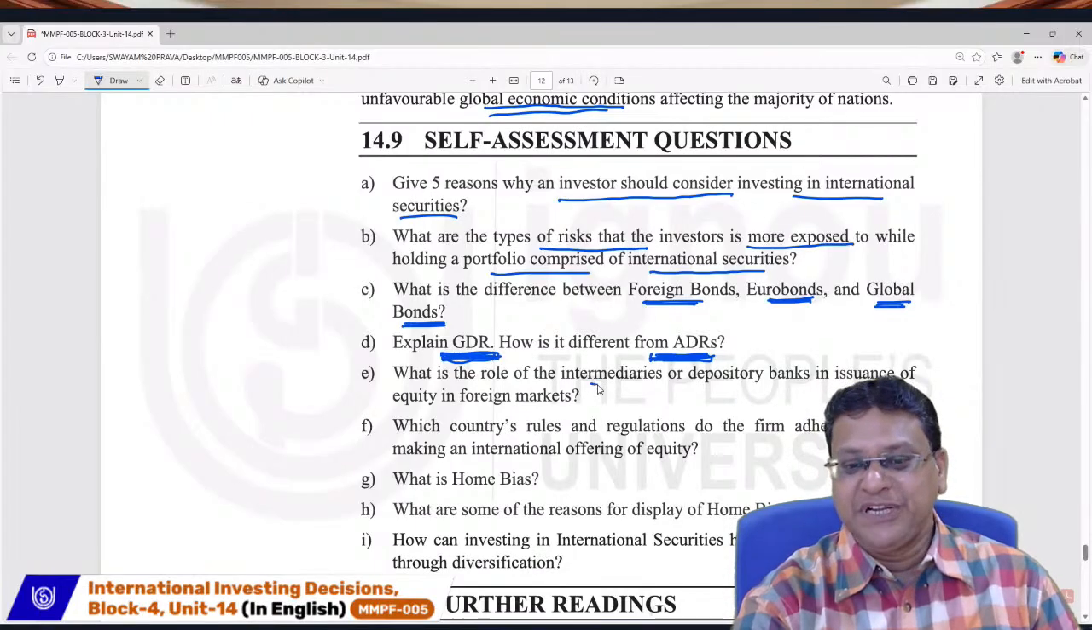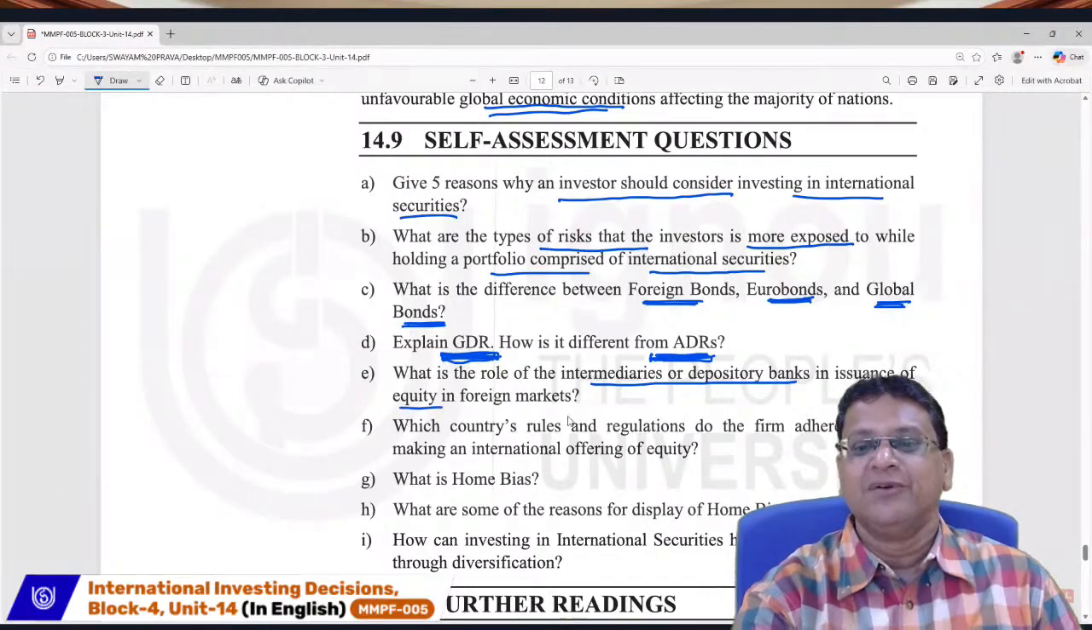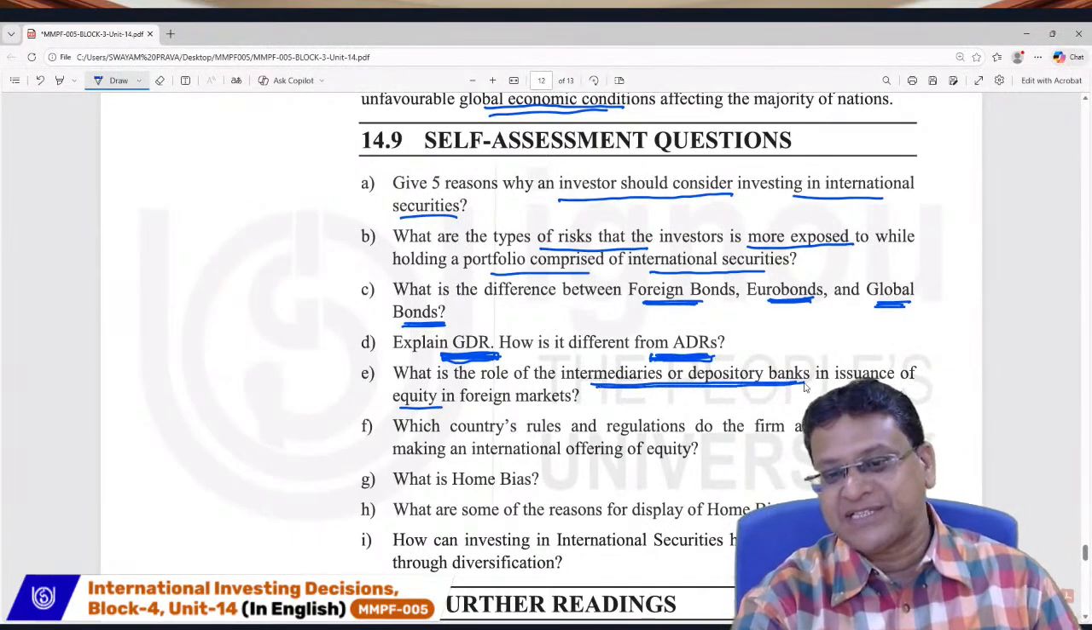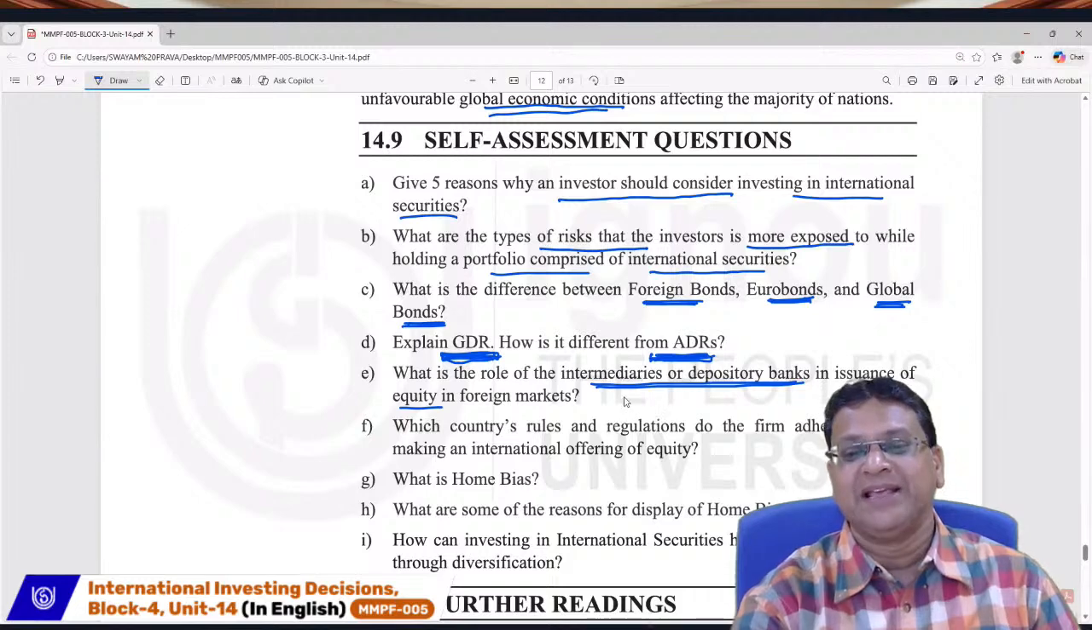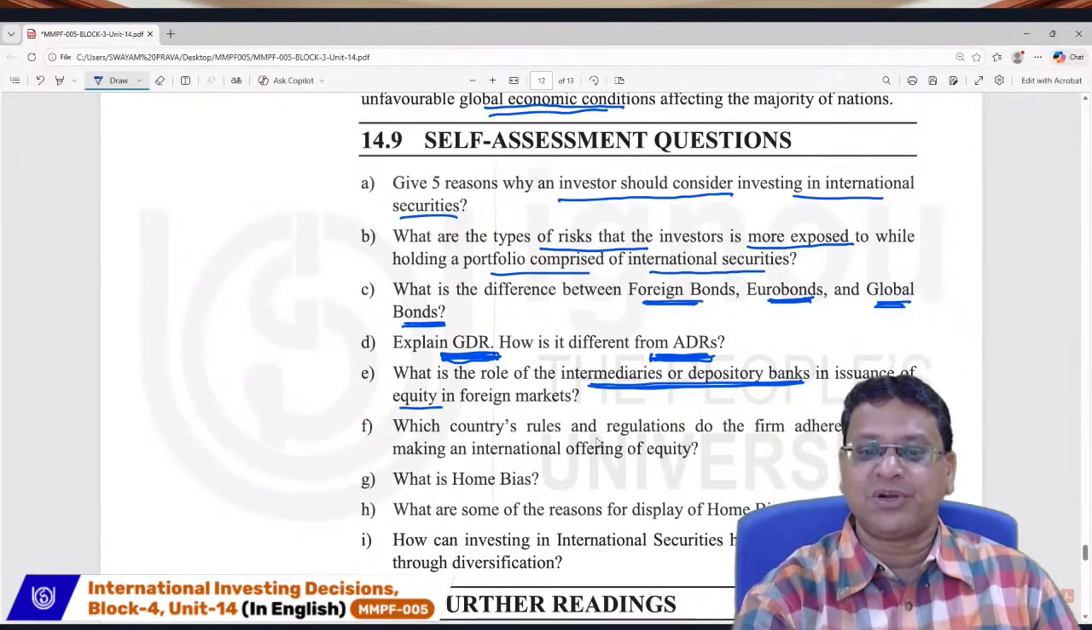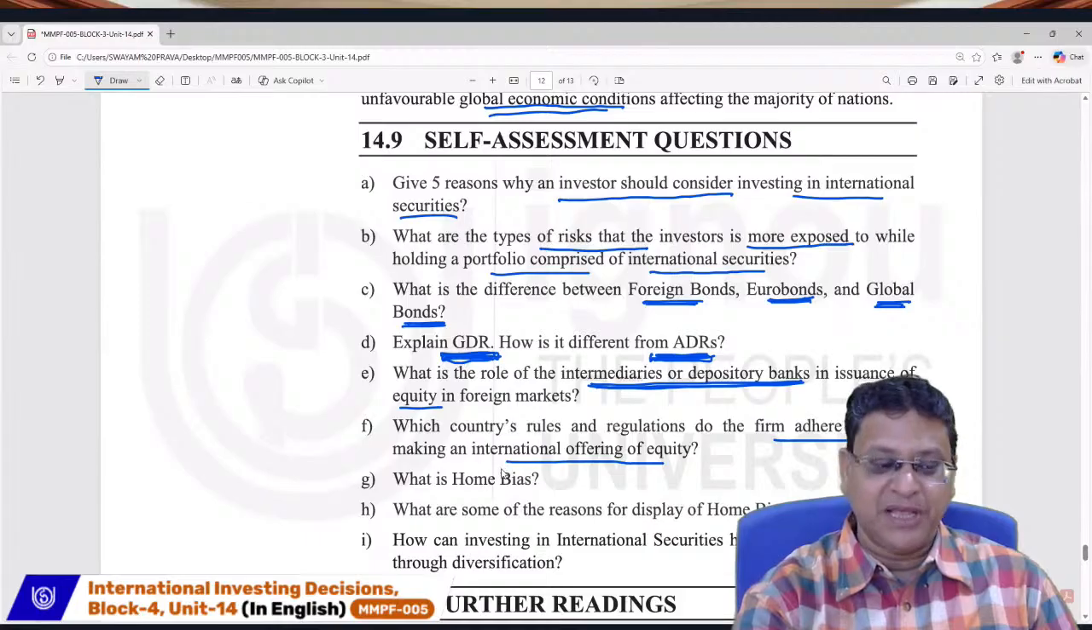Next, what is the role of intermediary or depository bank in issues of foreign equity? We know that the depository bank plays the role of custodian bank. He is the registered investor, registered owner of the security. But the beneficial owners are the real investors. You have to write down regarding that. Next, which countries' rules and regulations do firms adhere to while making an international offering of equity? We have discussed that international offerings of equity are subject to two countries' rules and regulations.